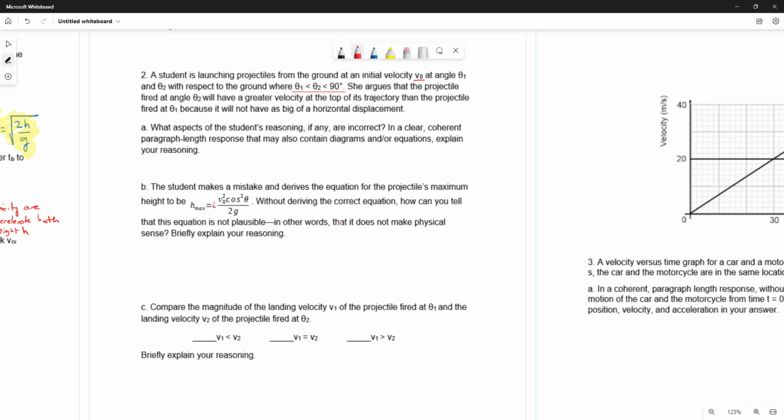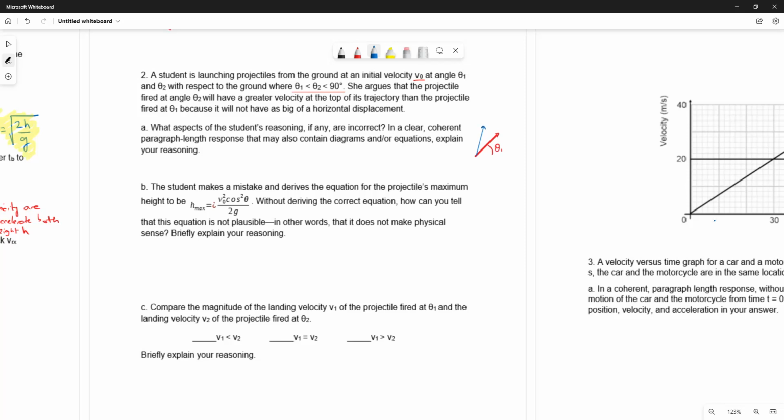And then we're asked to criticize the reasoning, right? Are any aspects of it incorrect? And then explain our reasoning for our criticisms, right? Just to clarify the situation, you have a projectile fired at angle 1, and then you have an object fired at angle 2.